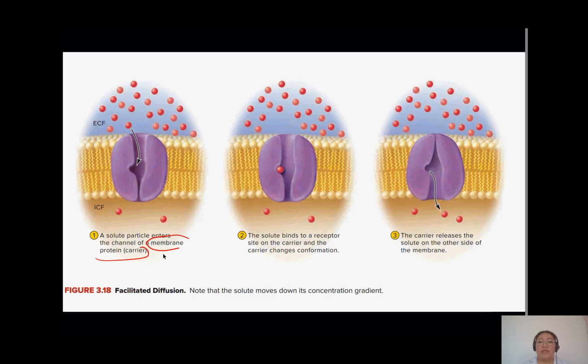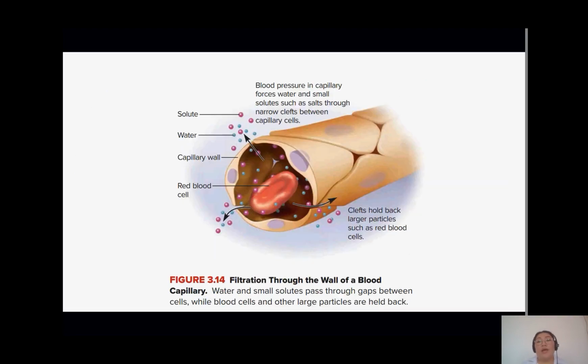That is facilitated diffusion. And actually we have this for our glucose, to have the glucose transport from outside to inside the cell and vice versa. So we have the sodium glucose transporter.